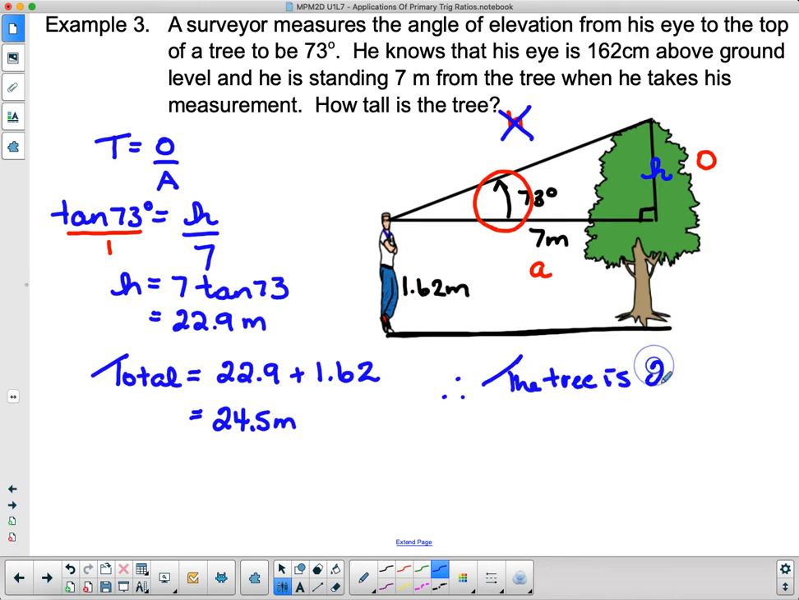So therefore, the tree is 24.5 meters tall, approximately. Let's put our dots on there. All of these are approximate values. Whenever you're dealing with measurements, it's always approximate values. Your measurements are only as good as the instruments you're using to measure with, and they're only as good as how careful you are when you're taking those measurements.